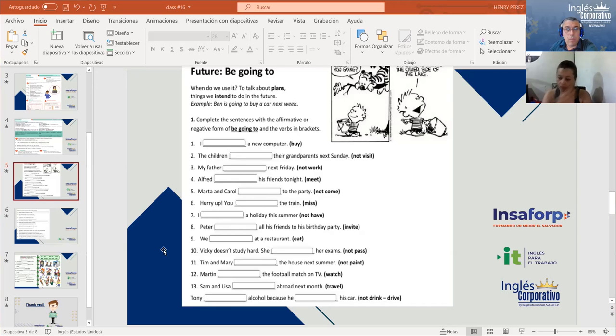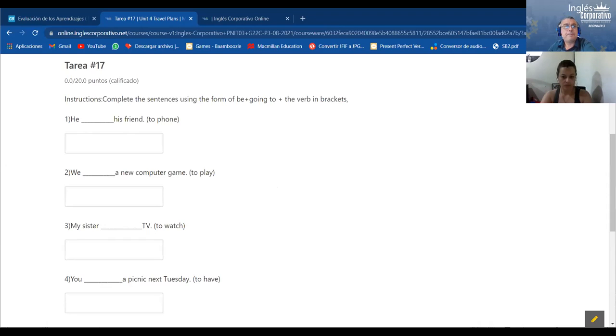See, I'm going to share screen. Vamos a verlo ahorita. Can you see my screen? Okay, so this is where you are, right, Lisa? You are here? ¿Usted está aquí? You are here? Okay. Yes.